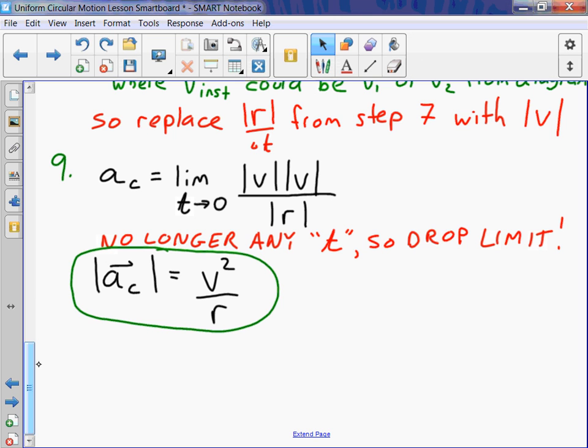So since we did enough substitutions to eliminate the t term in the right-hand side of the equation, we don't need the limit as t approaches 0 anymore. And we're just left with the magnitude of the centripetal acceleration as v squared over r. And we don't need to show the magnitude brackets every time. Let's do it once with magnitude brackets, just so you remember. And then we'll just express it without magnitude brackets.